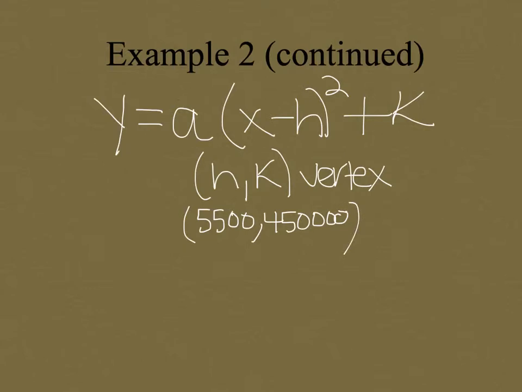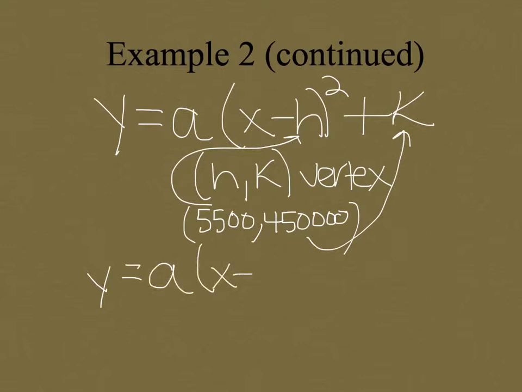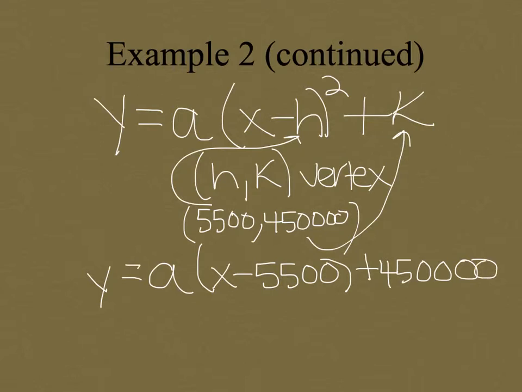Okay, so we're going to go ahead and substitute 5,500 for h and 450,000 for k. So we get y equals a times x minus 5,500 quantity squared plus 450,000. And at this point, the only thing we're really missing in our equation is our a value. Well, I'm fairly certain that our a value is going to be negative. I don't know that for sure, but I'm thinking that the profit is going to increase up to a certain point and then decrease.